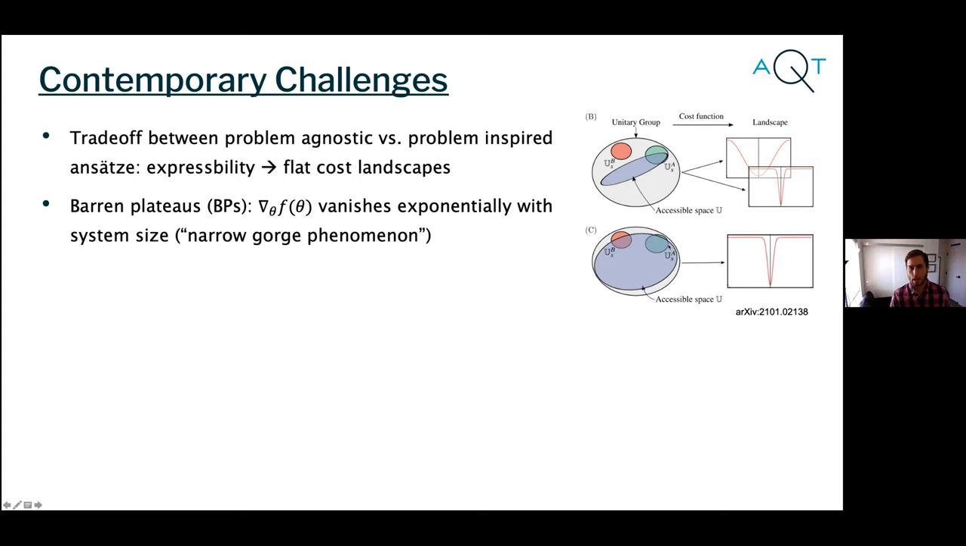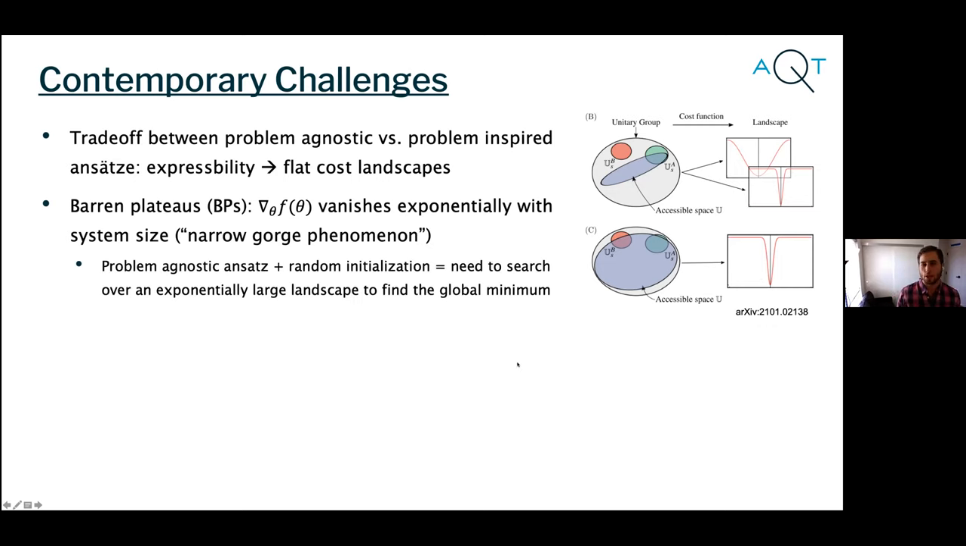However, now assume I have a problem-agnostic ansatz. So I have access to a very large space in the unitary group. Well, the cost landscape out here is going to be extremely flat until you get to one of these areas, and then it will converge nicely. And so the way to understand barren plateaus is that it's a function of both a problem-agnostic ansatz and random initialization. If I randomly initialize my parameters and I end up over here, I will need to search over an exponentially large landscape to find the global minimum. And this exponential scaling is a function of circuit depth and circuit size, number of qubits.